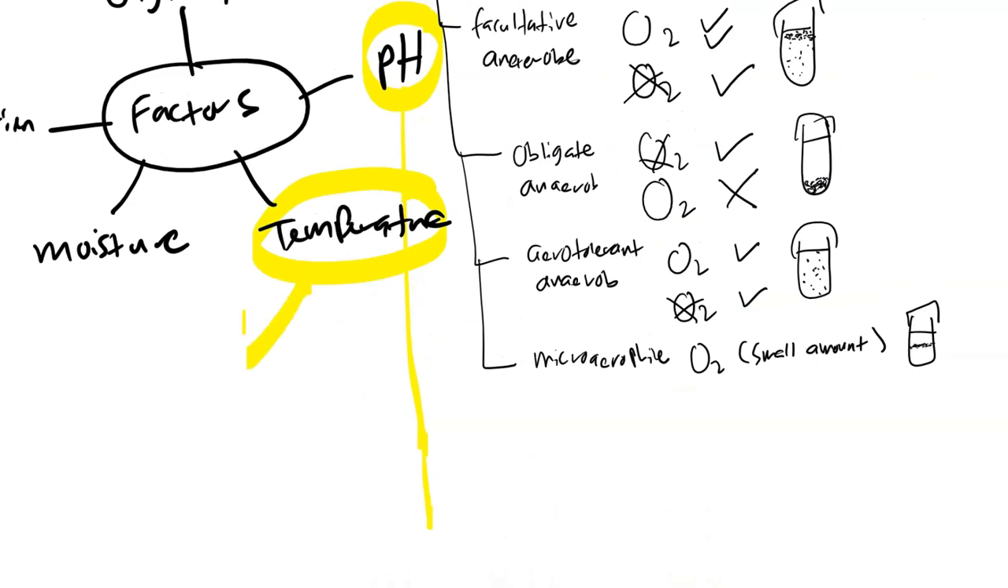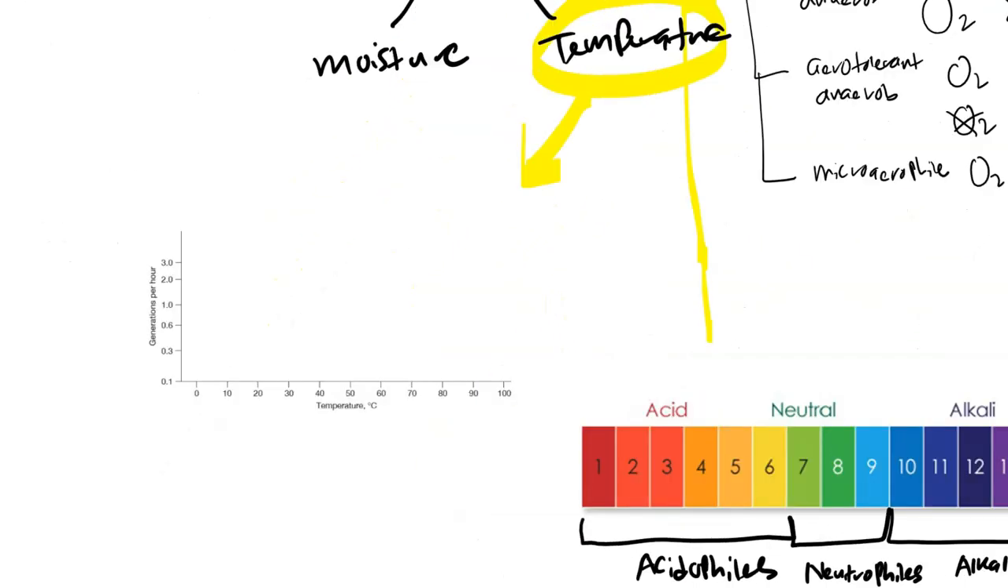Temperature. Microorganisms are classified into four categories according to their temperature requirement. Psychrophile. Psychrophiles are microbes that live in cold temperature ranging from 15 to 20 degrees Celsius. For example, in a chiller, microorganisms can still live in this temperature. When you store your food in a refrigerator or chiller, this food still can be spoiled by microorganisms. Most probably, these microorganisms are from this group, which is psychrophile.